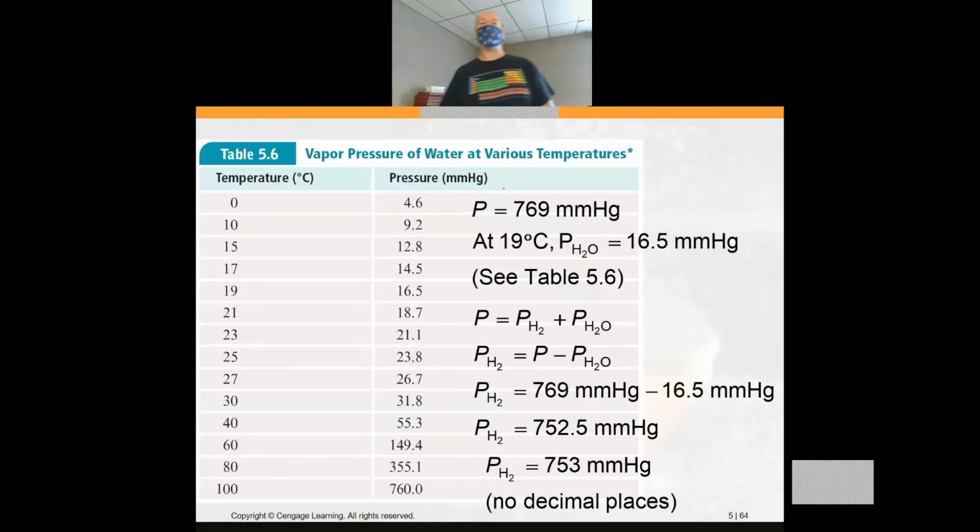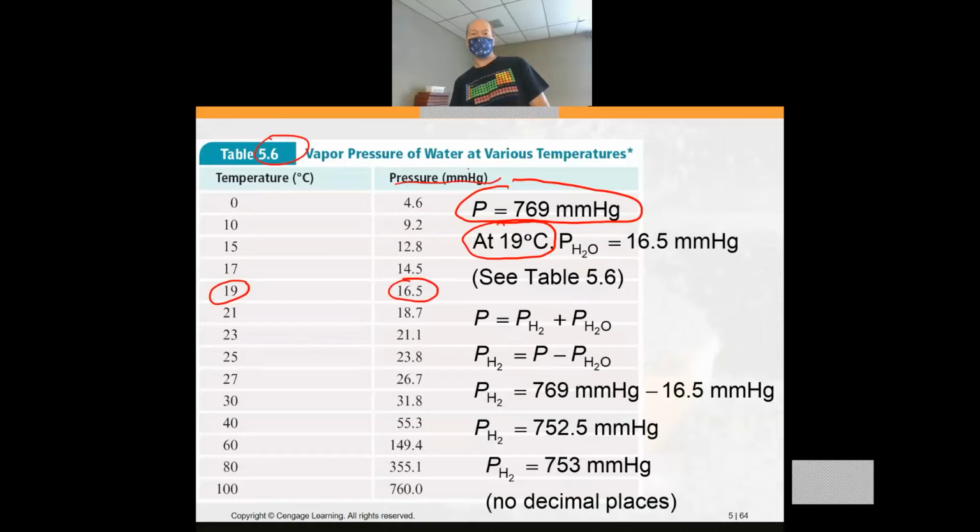If the pressure of the day turns out to be 769 and your thermometer in the lab reads 19 degrees Celsius, you go to table 5.6, find 19 degrees Celsius, and find the vapor pressure of water at 19 degrees Celsius. Then you put in your pressure total, you put in your pressure of water, and you subtract the pressure of water from the total to get the pressure of your gas, and in this example, the gas was hydrogen.